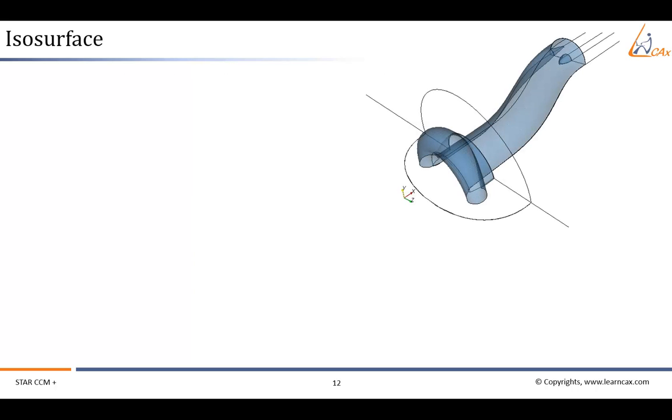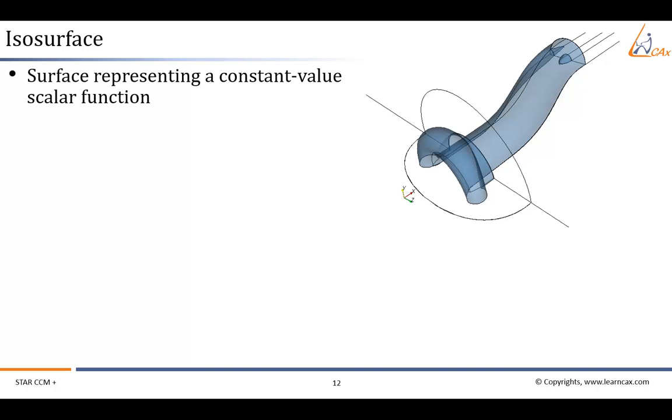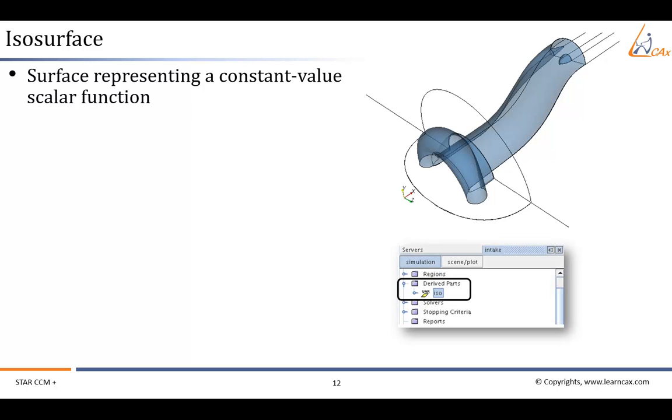Next derived part that we will learn is called the isosurface. An isosurface is a surface representing a constant value scalar function. An isosurface node has its own properties and pop-up menu, and it is located in the derived parts node of the simulation object tree.